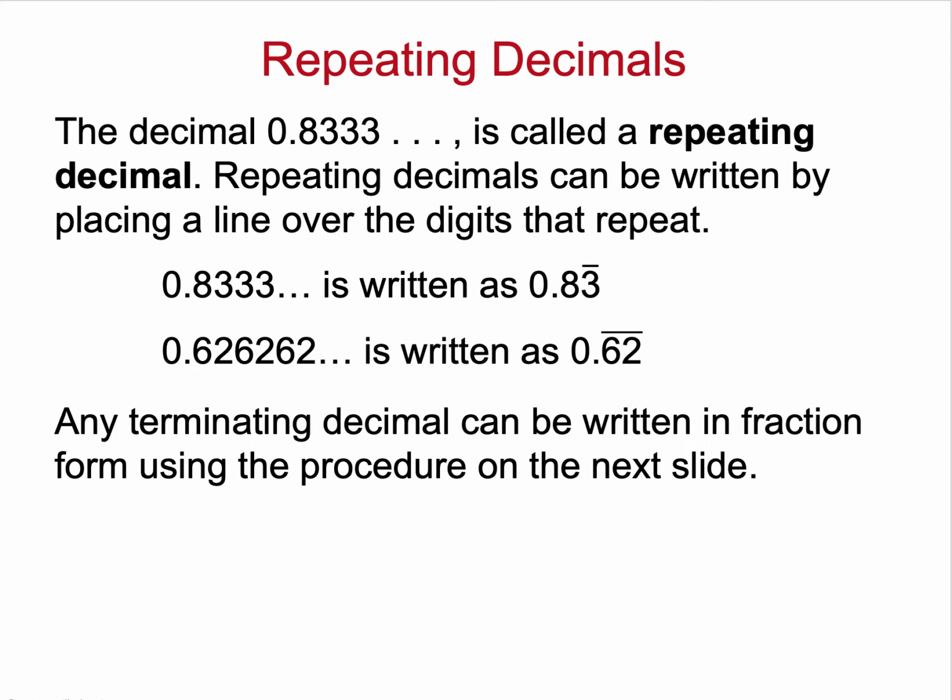So repeating decimals are decimals that continue in perpetuity, and they can be written by placing a line over the portion that repeats. So if you look at the first example, the 3 is the value repeating, so the bar goes over the 3. If you look at the second one, the 6 and the 2 are both repeating, so the bar goes over the top of those.